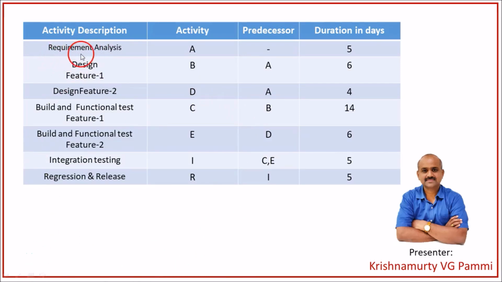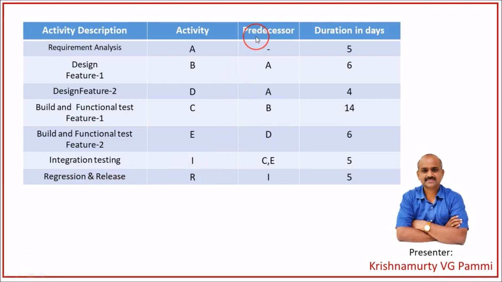The activity description requirement analysis is represented by activity A. Design for feature 1 is represented by activity B. Design for feature 2 is represented by activity D. Build and functional test for feature 1 is represented by C. Build and functional test for feature 2 is represented by E. Integration testing is represented by I. Regression and release activity is represented by R.